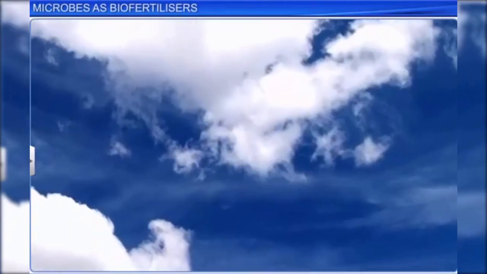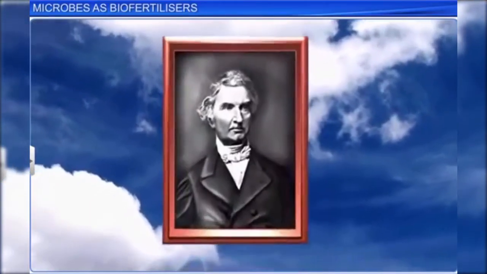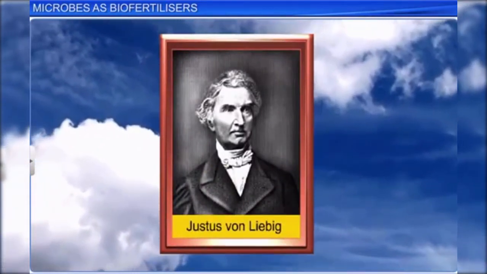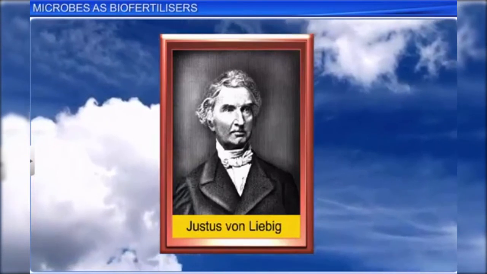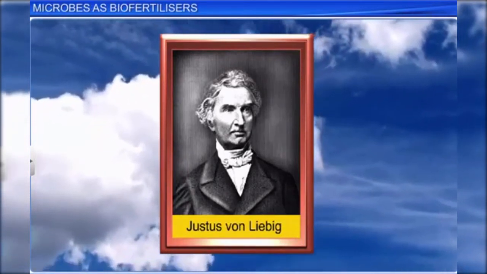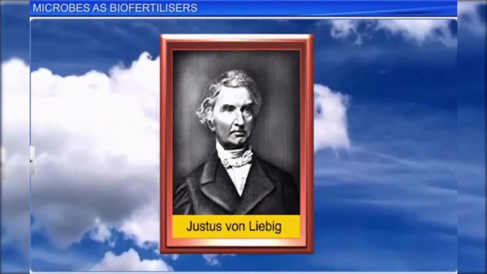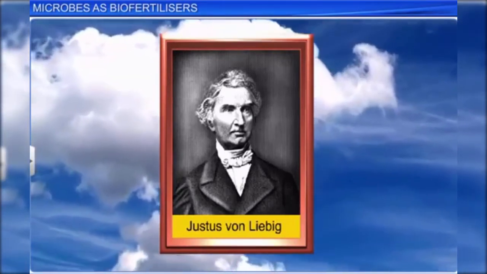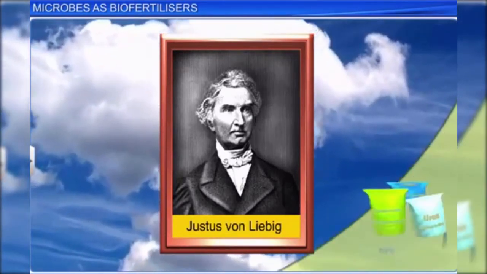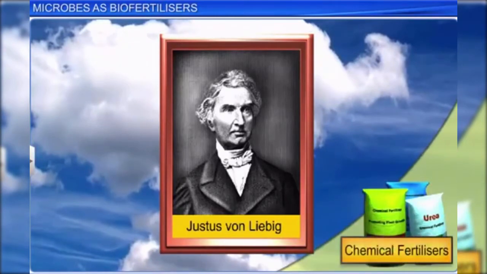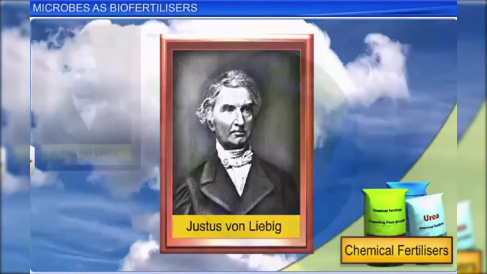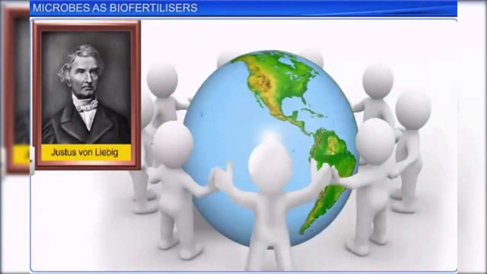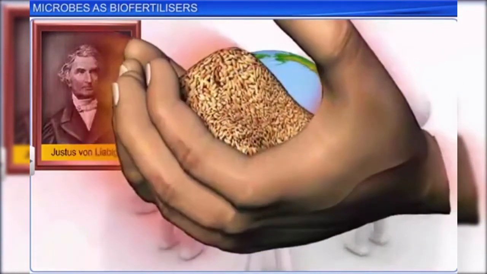In the 1800s, a German chemist, Justus von Liebig, had proposed the use of chemical elements like nitrogen that are beneficial to plant growth in soil so that abundant food can be produced around the world. Thus, chemical fertilizers were born. However, Liebig's noble dream to eliminate hunger around the world by increased productivity could not be realized.